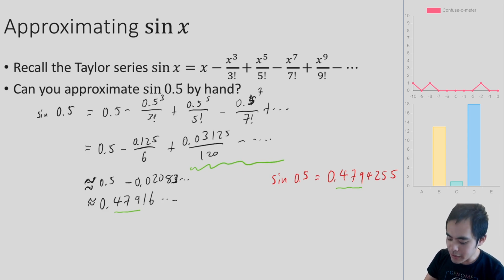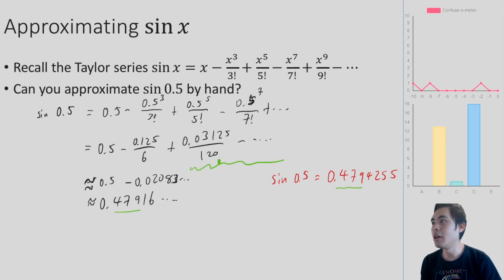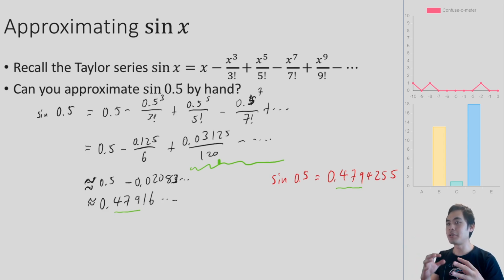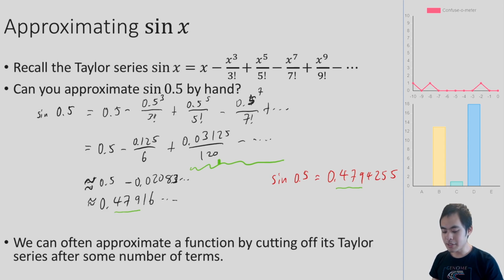But you notice that these other terms are a small number divided by some big factorial, and so these terms give you very little error. If you were actually worried about this in practice, you would also bound the remainder using Taylor's remainder theorem, but we're not going to worry about this for the purposes of this class. The crux of it is, we can often approximate a function by just cutting off its Taylor series after some number of terms.